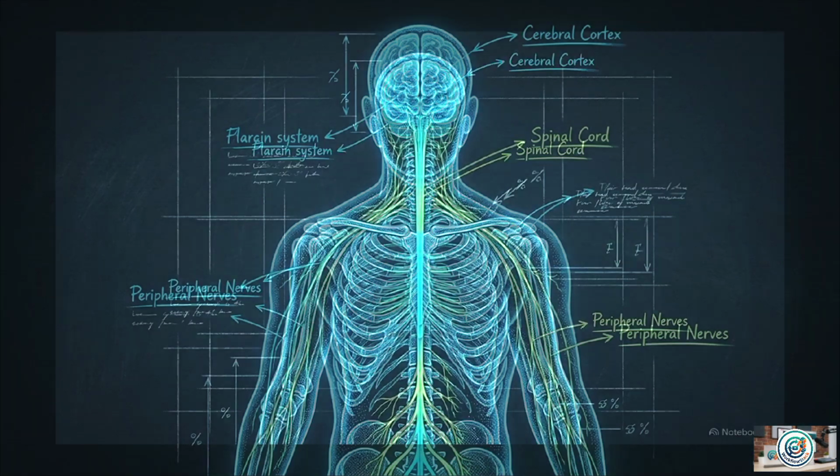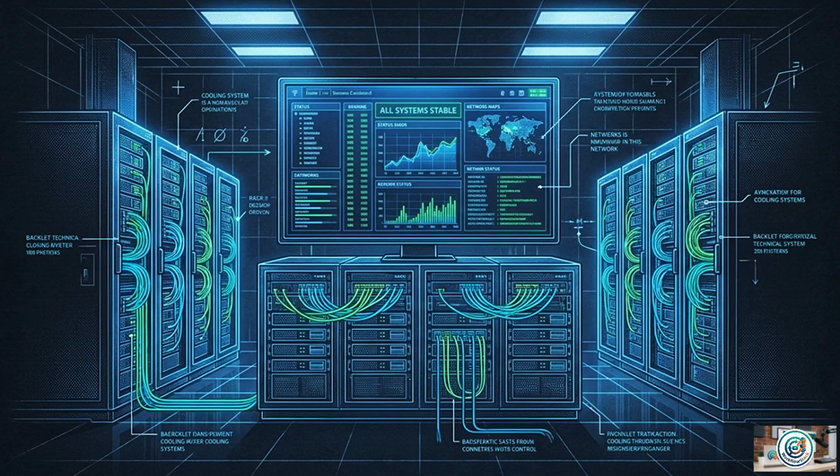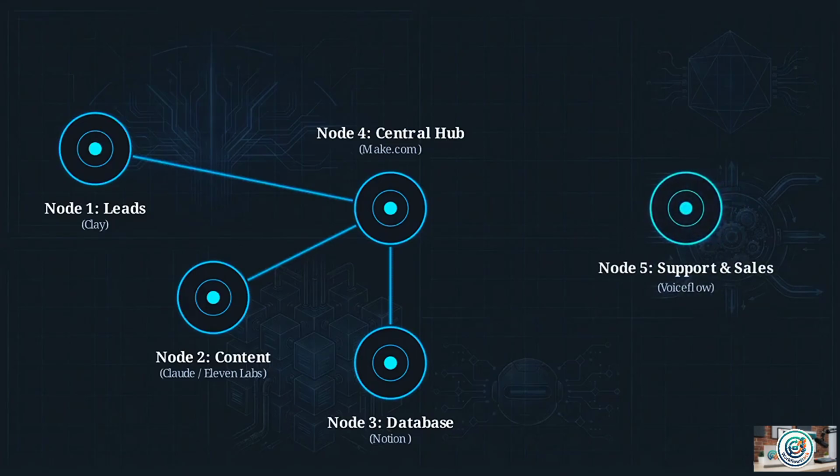Make and Notion act as the invisible nervous system of your business. The friction you endure setting them up directly dictates the long-term stability of your company. Finally, we map the customer-facing element. A data line extends from our central hub out to Node 5 on the far right, support and sales via Voiceflow.